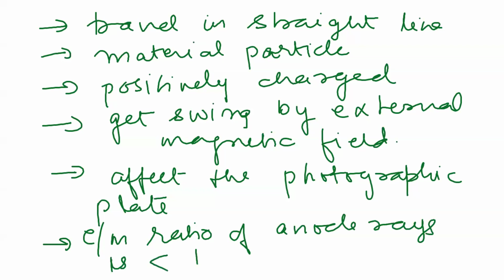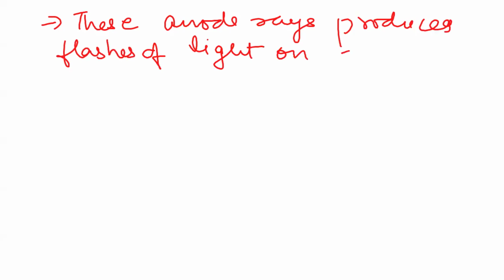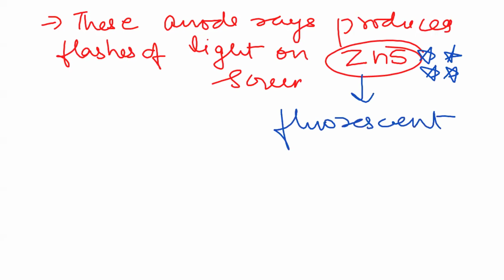is less than electrons. Now this is a very, very important NEET question. Write this down. And the last is these anode rays produce flashes of light on a zinc sulfide screen. Now this zinc sulfide is a NEET question. You can call it a fluorescent material, or you can say a phosphorescent material.